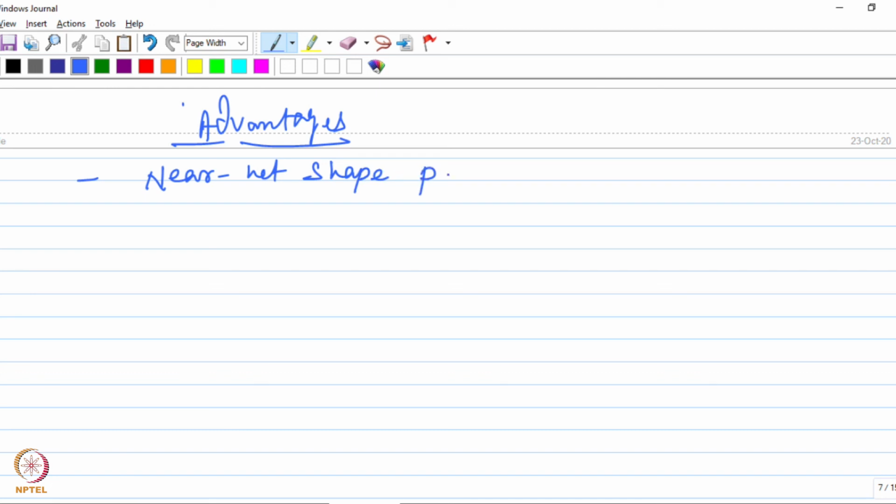Advantages are: it can produce near net shape products, with selective reinforcement, and composites with uniform microstructures can be obtained.